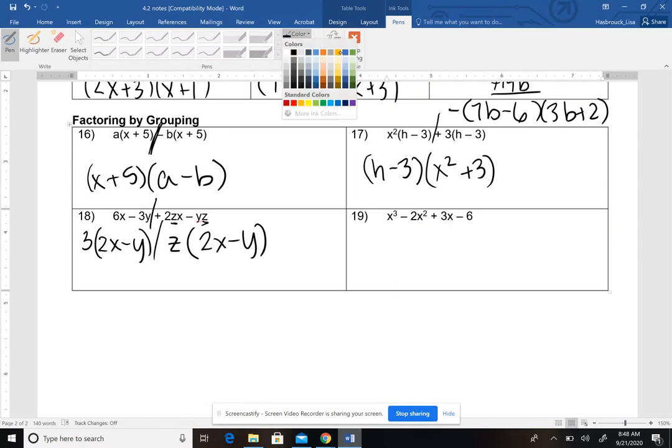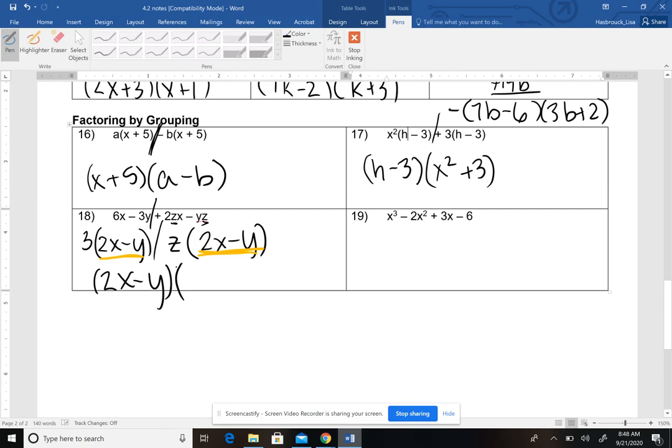So notice, both sides have the same thing in parentheses. That's good. You want that because you're going to factor out that parentheses that they have in common, 2x minus y. And then the second set of parentheses, you put what's left over. So the 3 and the positive z. And you're done.